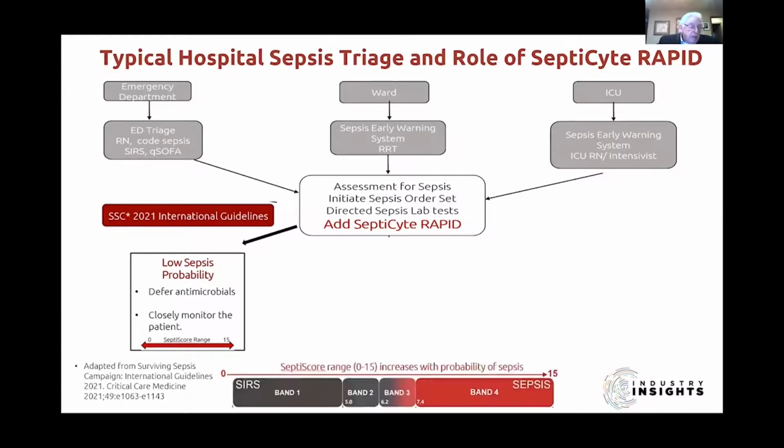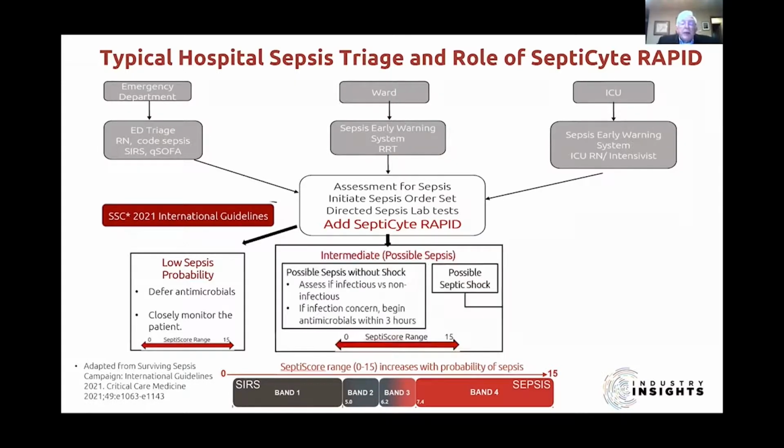A low sepsis probability group with this recommendation, having Septicide Rapid performed, would give you a score either in band 1, supporting the recommendation that you defer antimicrobials and evaluate the patient for further etiologies of their clinical presentation, whereas a band 4 presentation in this group would drive you to initiate antibiotics early in a case with low sepsis probability. Next.